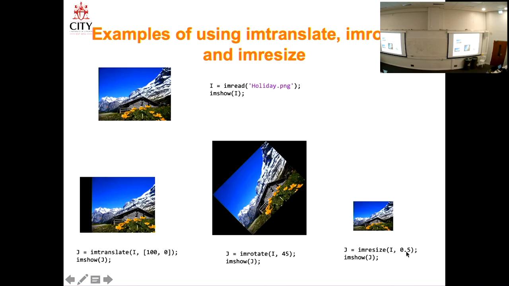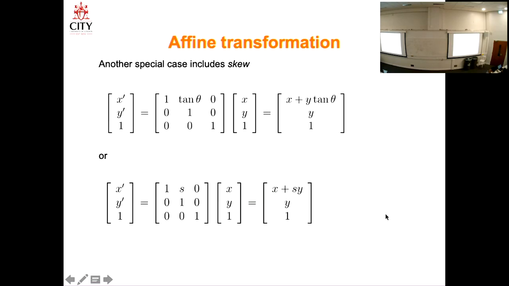And then you have scaling, imresize I by 1/2 or 0.5. You get a smaller version. So you can play with that matrix. You can play with different parameters. If I put this value in it, or the skew value, it's going to skew your image. So all the locations are going to be skewed.